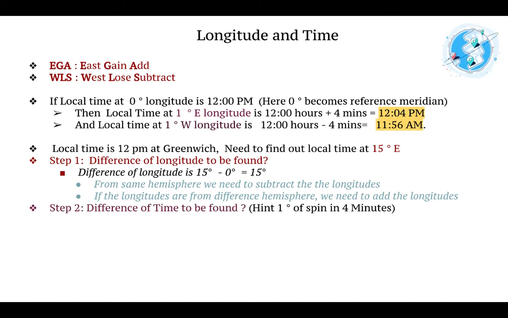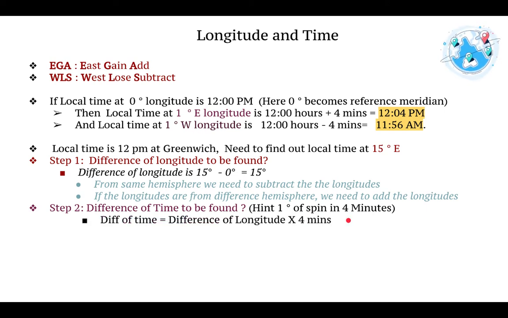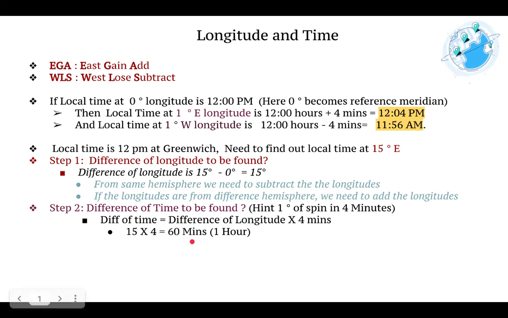Step 2, I have to find the difference of time. So what is the hint that I have? We know for every degree the earth spins, it takes 4 minutes. So how can I find the difference of time? Difference of longitude into 4 minutes, because each degree spins in 4 minutes. In this case, the difference of longitude is 15 and I have to multiply it with 4. So that is 15 into 4, that is 60 minutes. Obviously, it is 1 hour. So the difference of time between 0 and 15 is 1 hour. Now, what do I have to do with this?